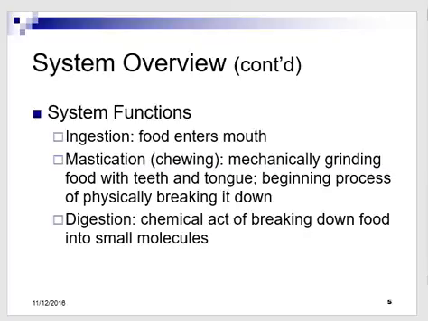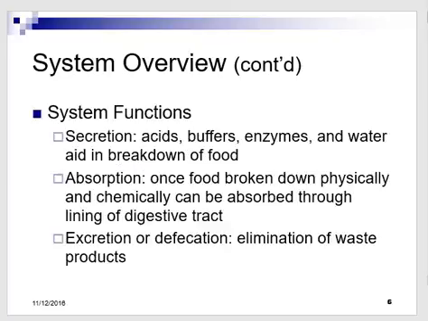Digestion is the chemical act of breaking down the food into small molecules that can then be absorbed. Secretions include acids, buffers, enzymes, and water, which aid in the breakdown of food. Absorption is the process where, once the food has been broken down physically and chemically, it is able to absorb through the lining of the digestive tract. Excretion, also known as defecation, is the elimination of the waste products.